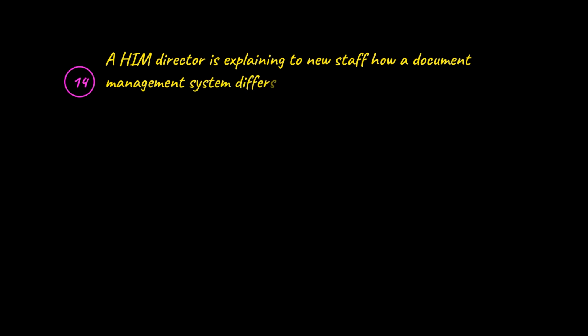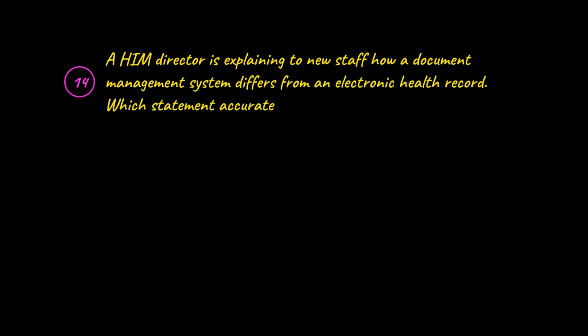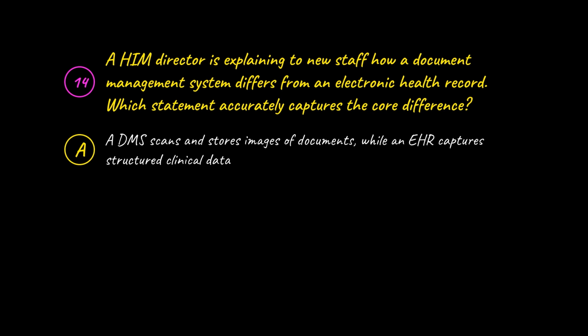Question 14. A HIM director is explaining to new staff how a document management system differs from an electronic health record. Which statement accurately captures the core difference? Your options are A. A DMS scans and stores images of documents while an EHR captures structured clinical data.